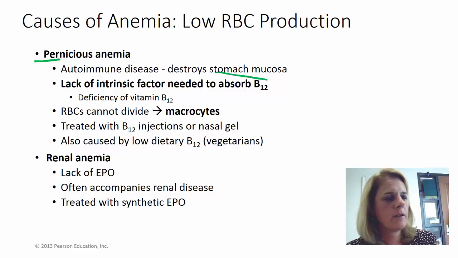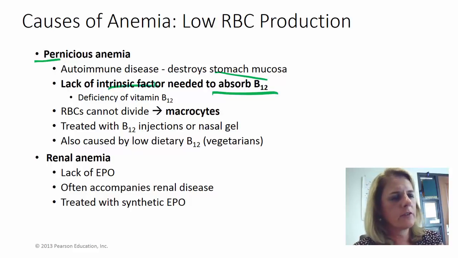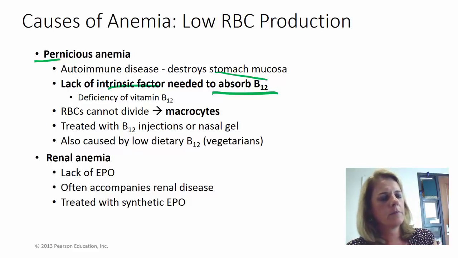But maybe you have something that's destroying that mucosa, and what happens is you lose the ability to absorb vitamin B12, because you don't make intrinsic factor anymore. B12 is something you have to have. Remember, we talked about DNA replication. In order for those committed cells to divide and replicate and make more and more cells, you've got to have B12 and folic acid. So you get these really large macrocytes that aren't very efficient at doing their job. Plus, they're big, and they don't travel through the blood system very well.